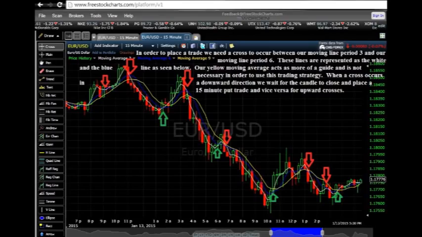When a cross occurs in a downward direction, we wait for a candle to close and place a 15-minute put trade, and vice versa for upward crosses. Our signal here is when our white line crosses our blue moving average line. If you really look at where those arrows are pointing, that's where our white line crosses our blue moving average line. This is signaling to us that a reversal is going to be taking place. So that's what we wait for.